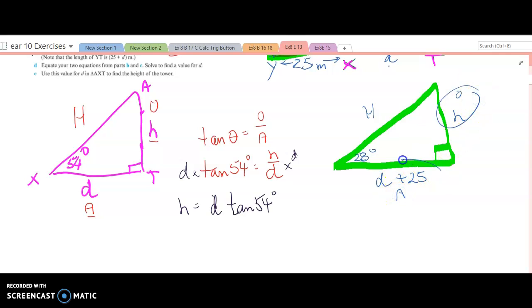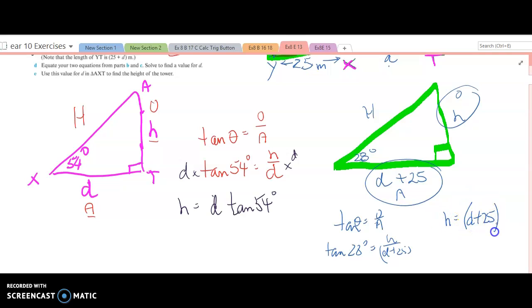We're going to use 10 again, using tan theta equals O over A. So 10, 28 degrees equals H over D plus 25. We better put that in brackets. So we end up with H equals brackets D plus 25. Remember, we've got to do addition first before the multiplication, so we put it in brackets, and we get BODMAS to work for us. And so there's our two equations. Call that equation 1 and that equation 2.